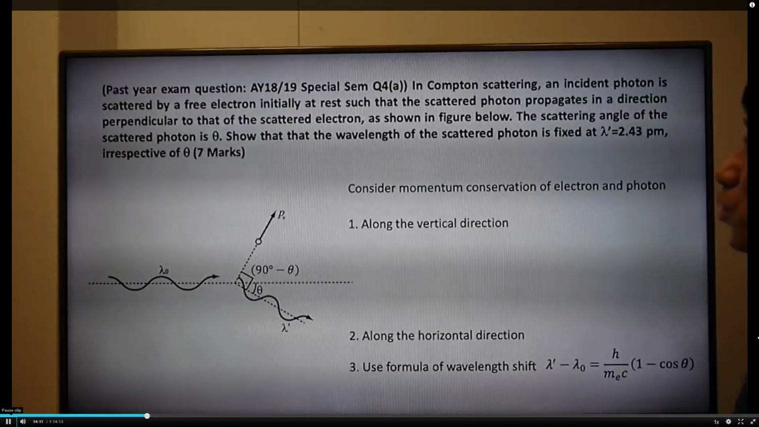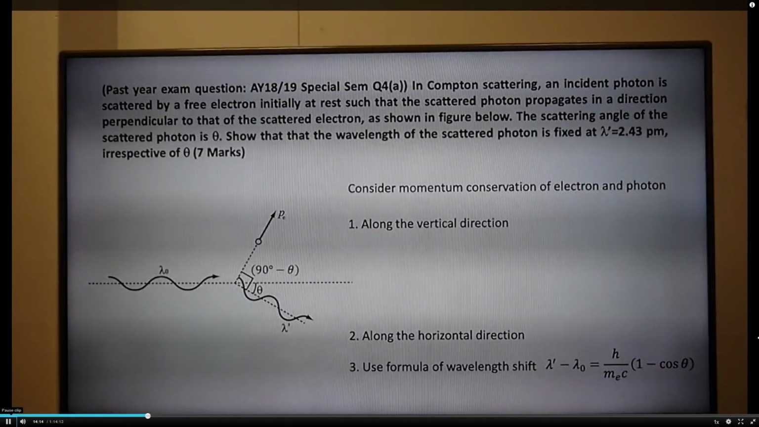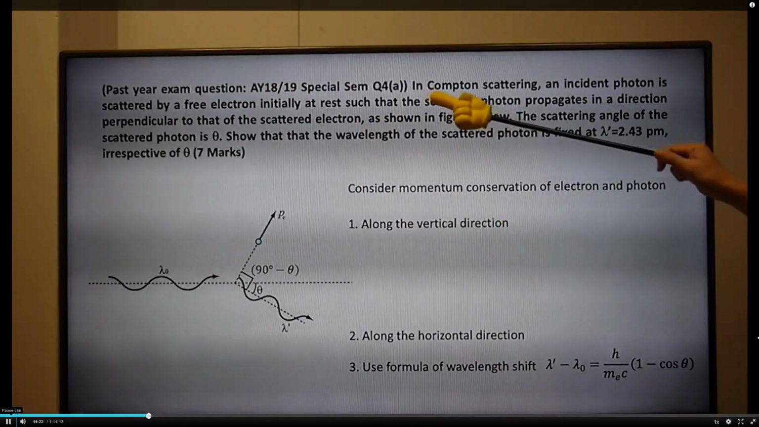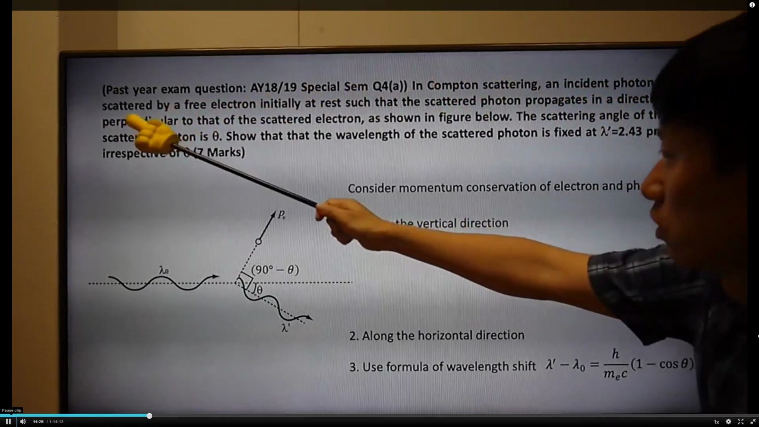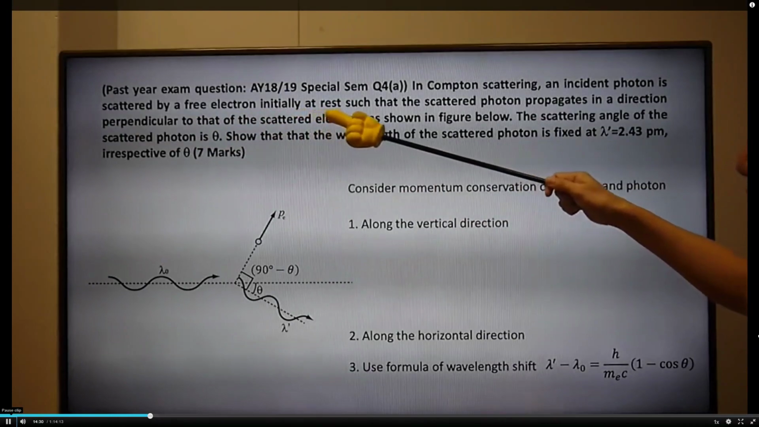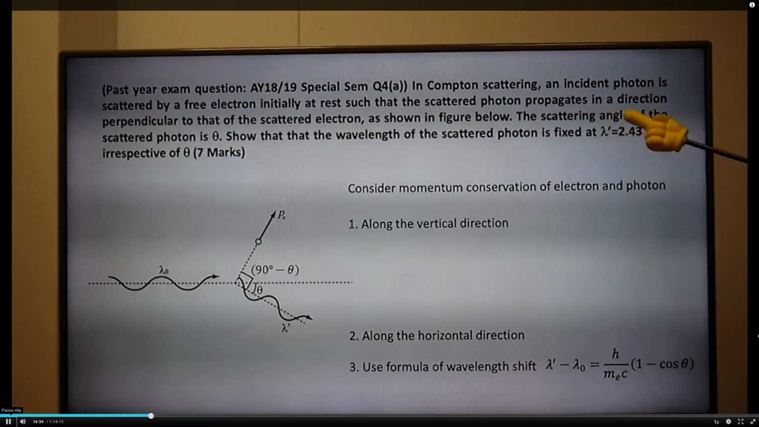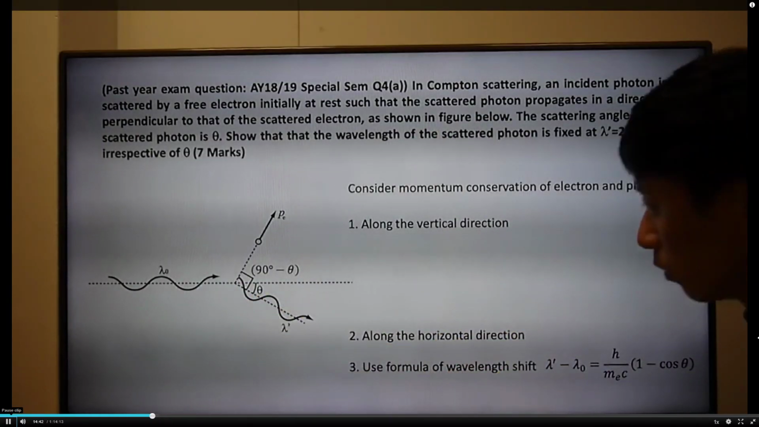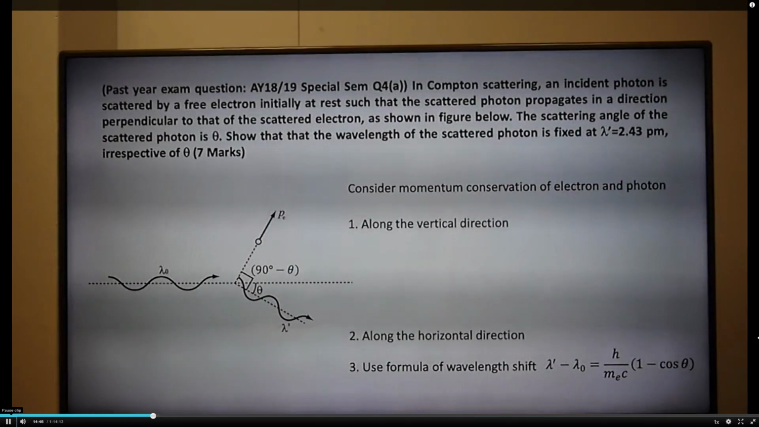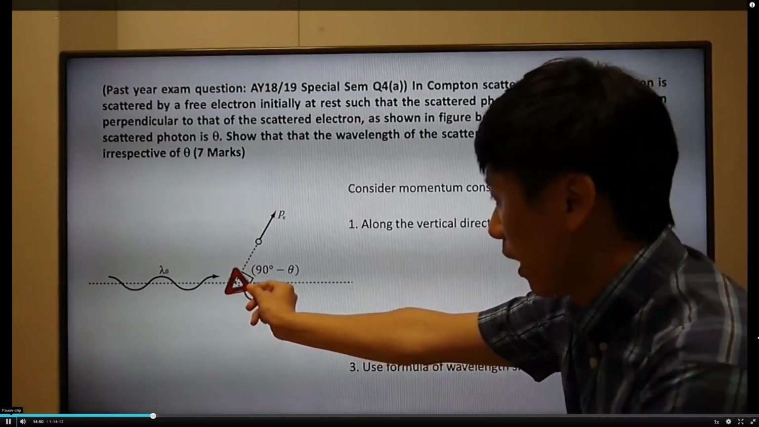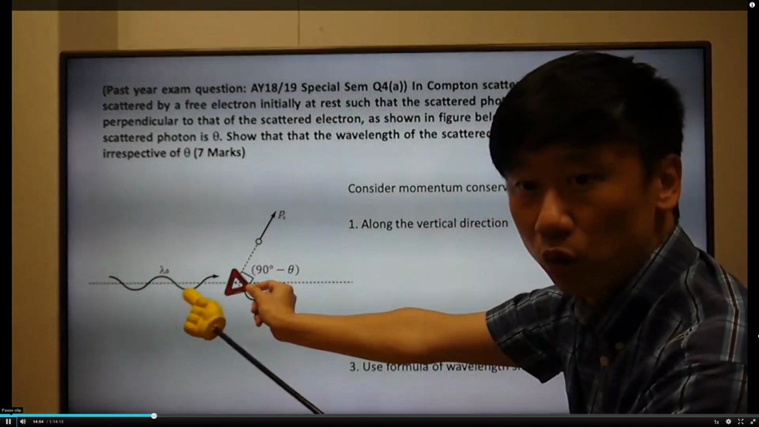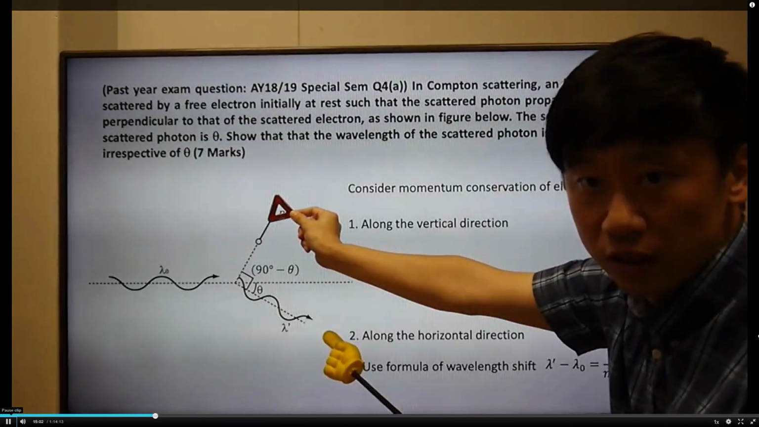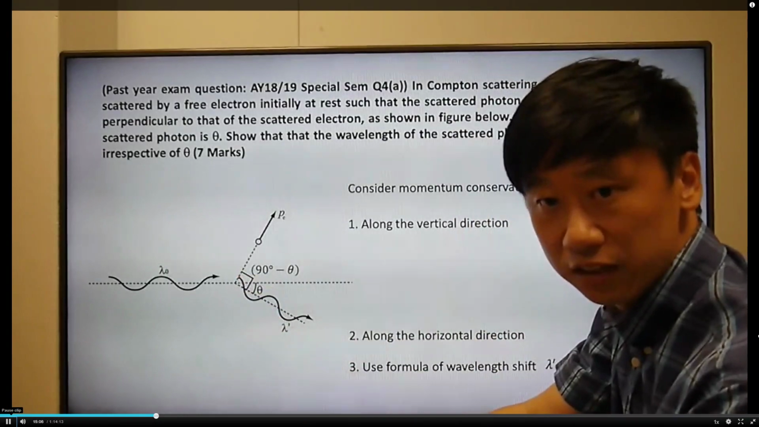Okay, then let's move on to the sample example question. This is a past year exam in academic year 18-19. In Compton scattering, an incident photon is scattered by a free electron initially at rest, such that the scattered photon propagates in a direction perpendicular to that of the scattered electron, as shown in the figure below. So the electron was here. Then we had an incident photon right here. Once they have a collision, the electron goes this way and the scattered photon goes this way. Then eventually their angle is a right angle, 90 degrees.